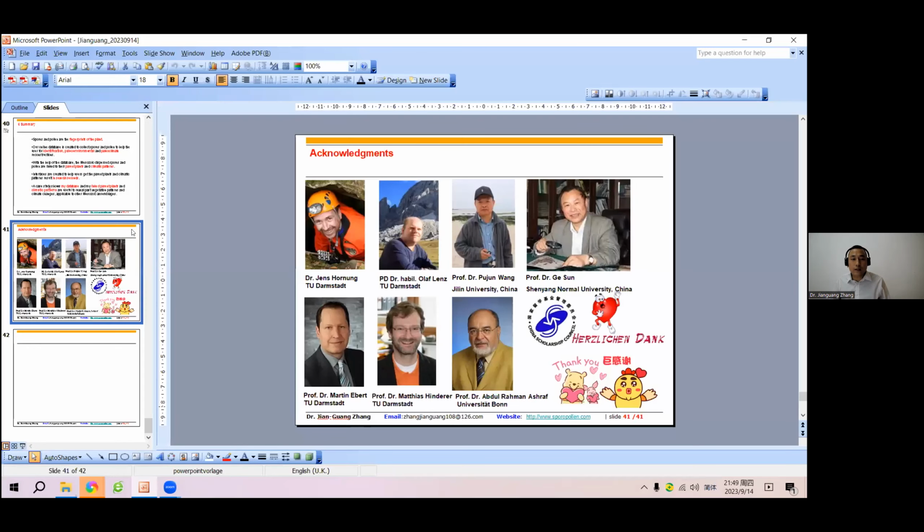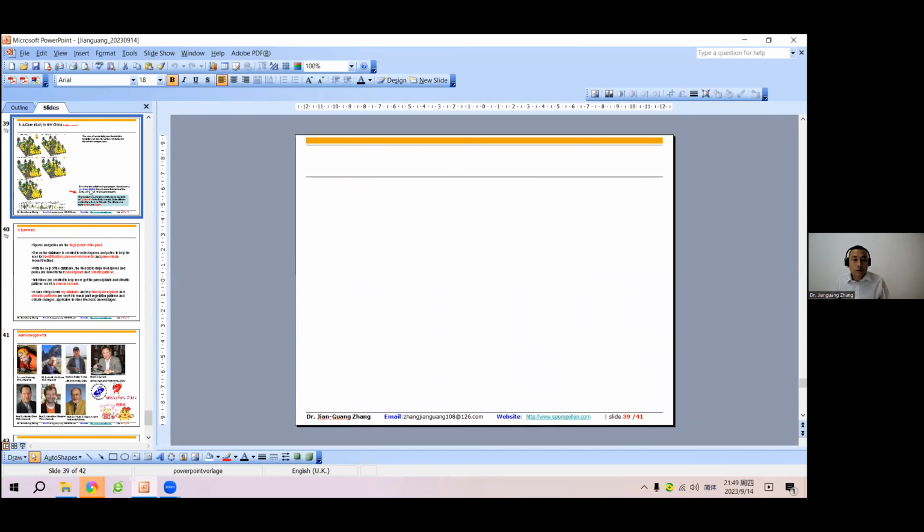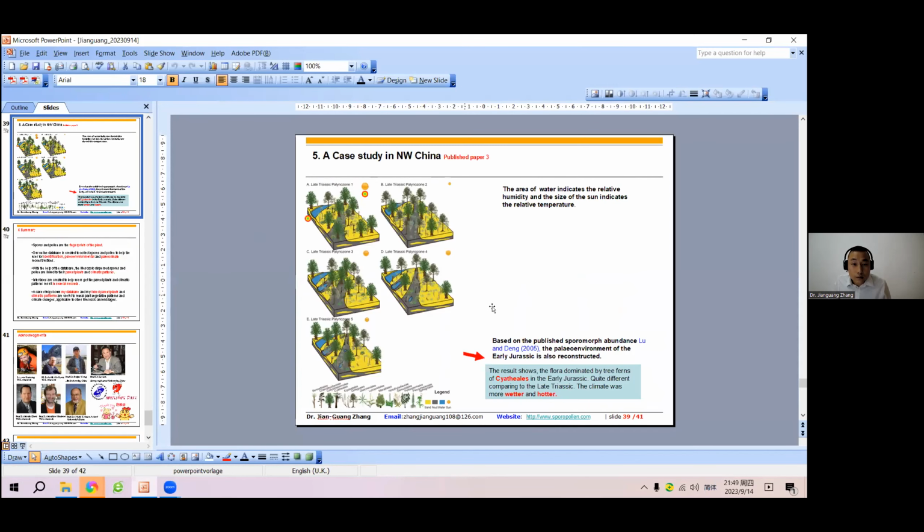In China, it's the opposite. You see, the Triassic is more dry, and the Jurassic is more wet. This result is in my case study. But maybe you can upload your data to my database to get the result. I think it can help you to quickly get the result. We can compare the data.